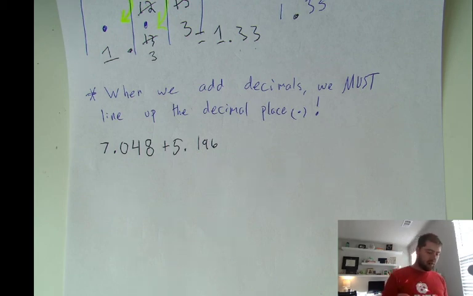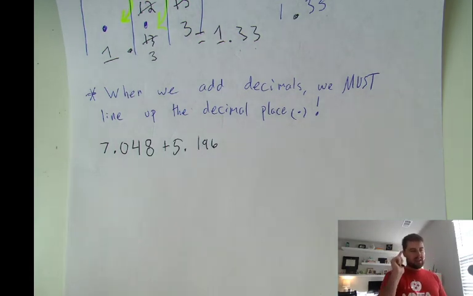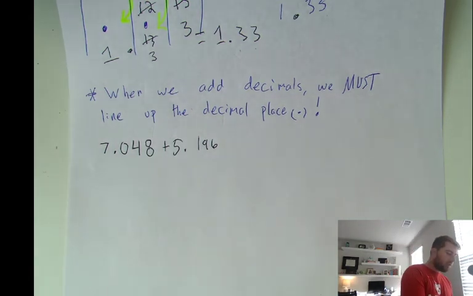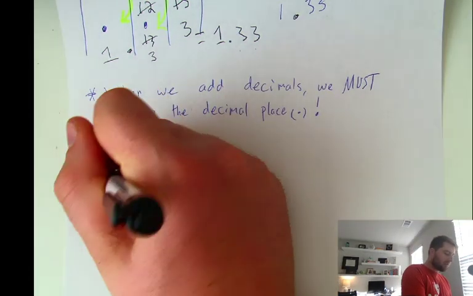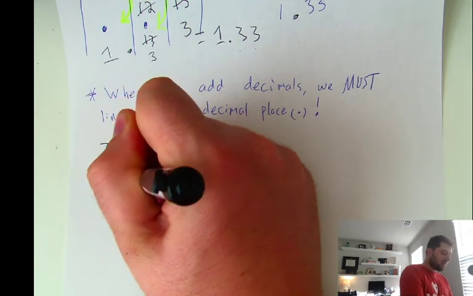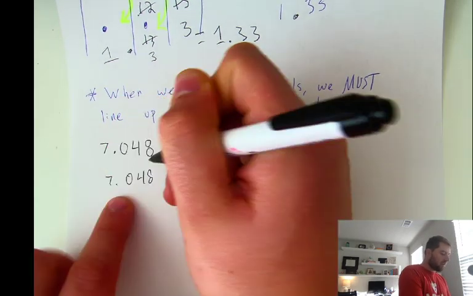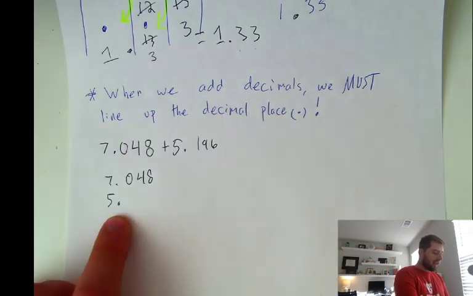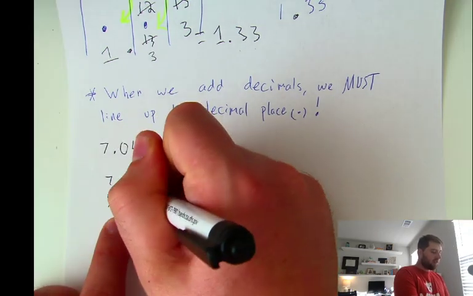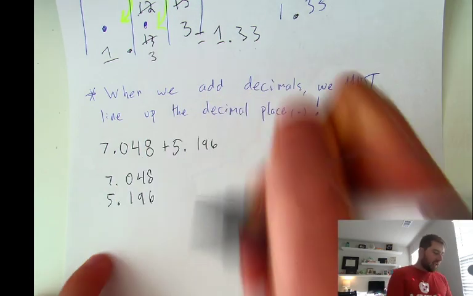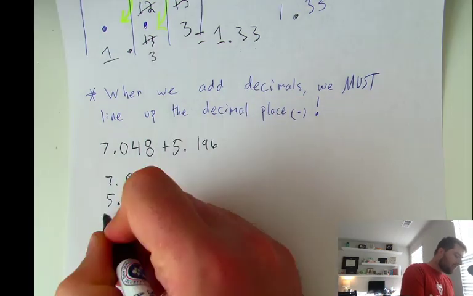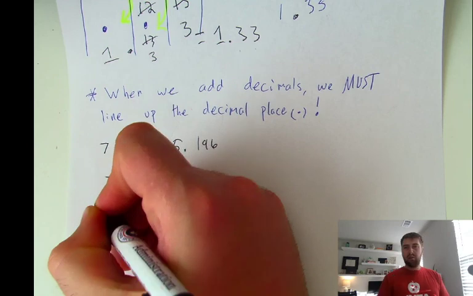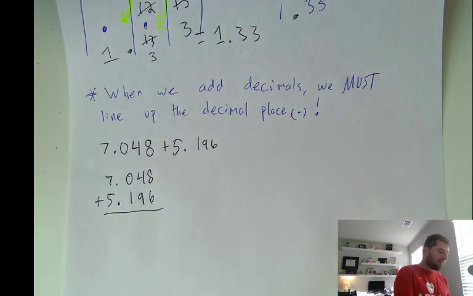Awesome. All right, so if you're like me, you set this up vertically, which is awesome. You made sure to line up our decimal place. So our decimal place is right here, to the right of the 7, and it is right here to the right of the 5. All right, now we just add this just like we would any whole number multi-digit addition problem.